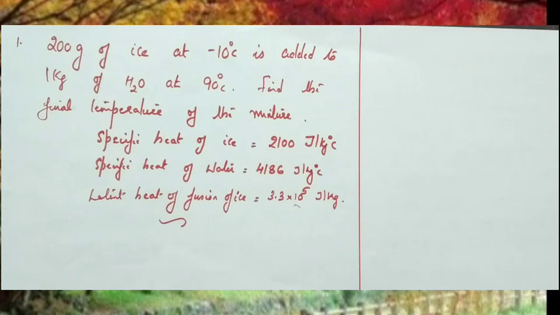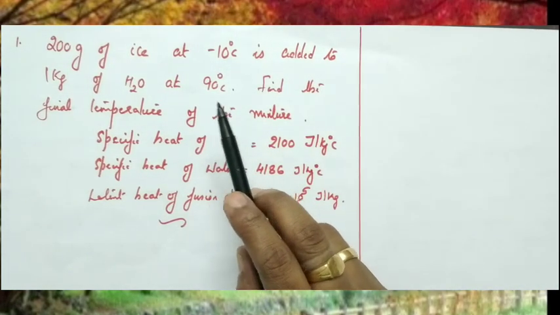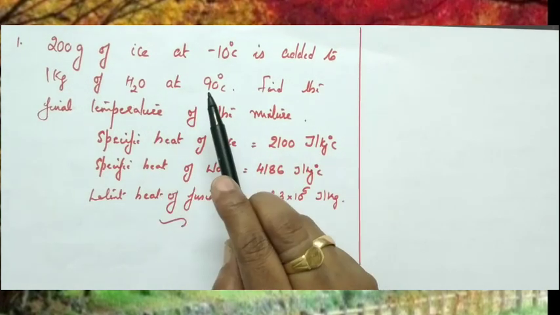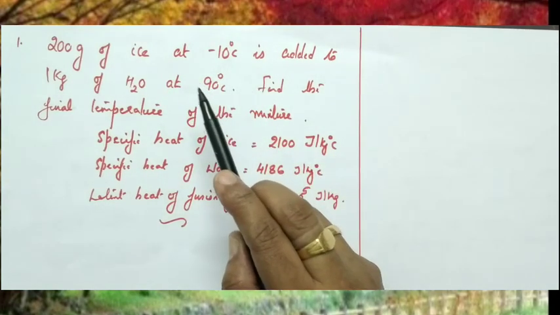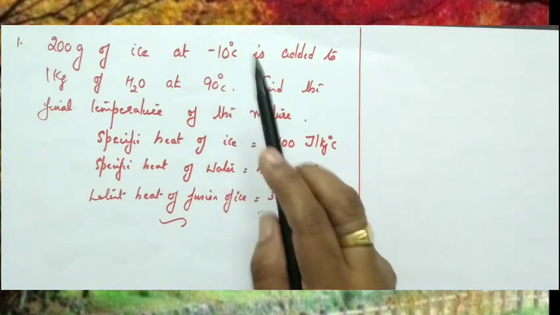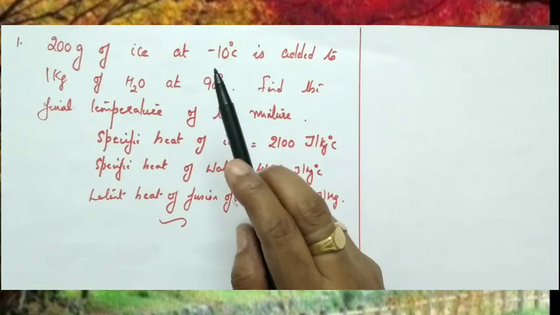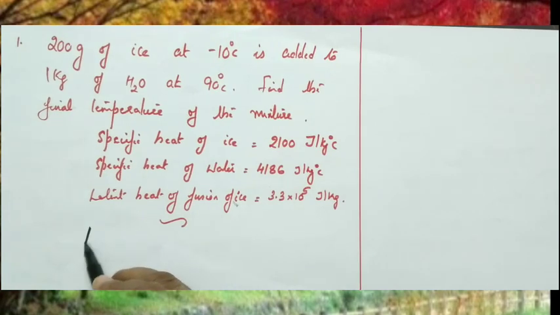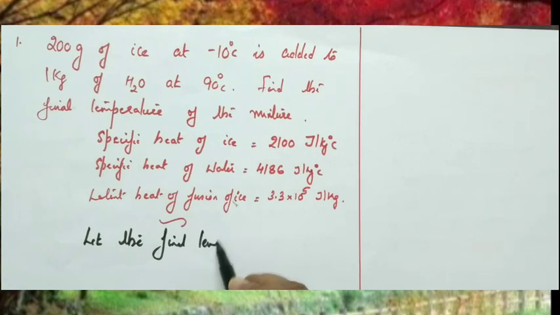So here 200 gram of ice is added to 1 kilogram of water at 90 degrees Celsius. Ice at minus 10 degrees Celsius is added to water at 90 degrees Celsius. So what happens when ice is added to water? Heat gets transferred from water to ice. Finally ice melts and the mixture reaches some steady temperature, let it be T, and that T degrees Celsius we have to find out. Let the final temperature be T.